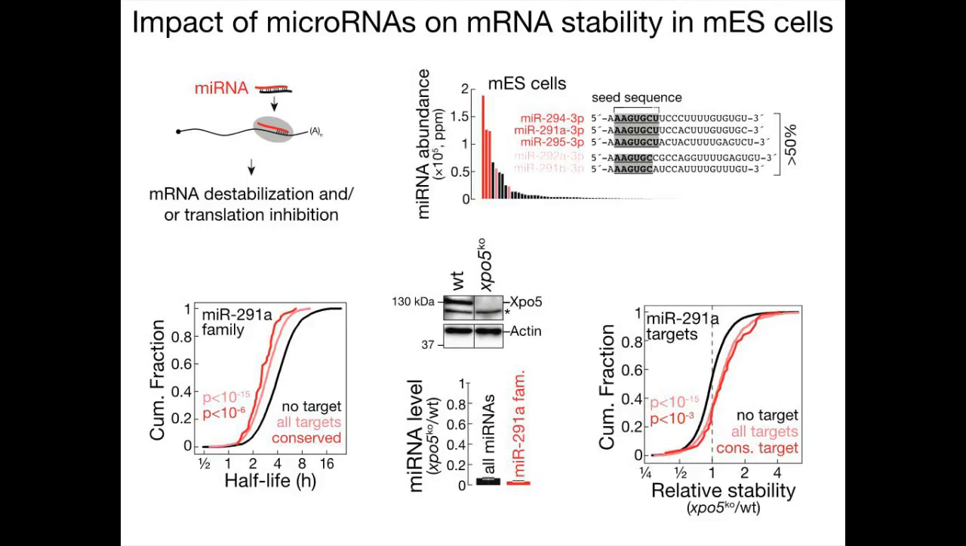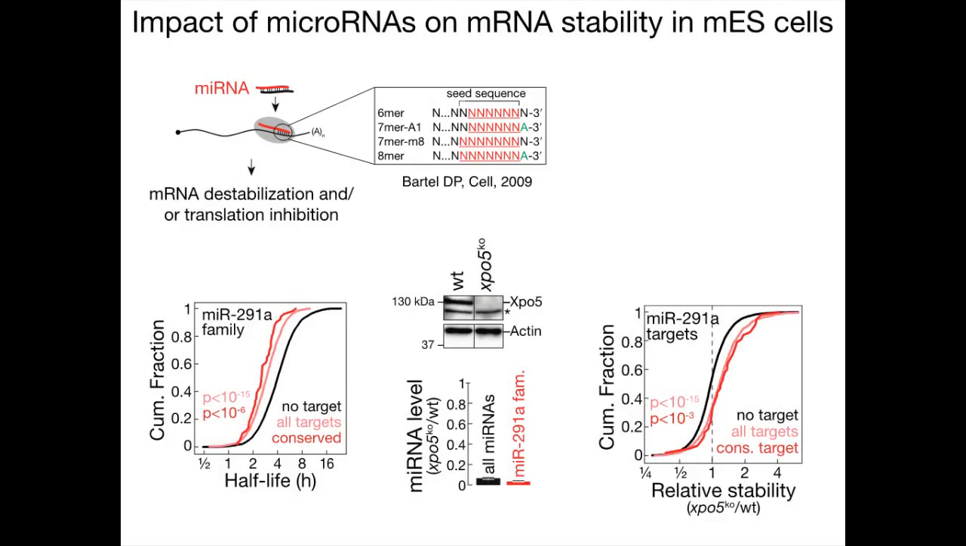Now, target binding by microRNAs is primarily mediated via the so-called seed sequence, which encompasses nucleotides 2 to 7 or 8 when counted from the microRNA 5' end. And it has previously been proposed that the efficiency of microRNA-mediated gene regulation can be classified according to the extent and nature of base pairing.